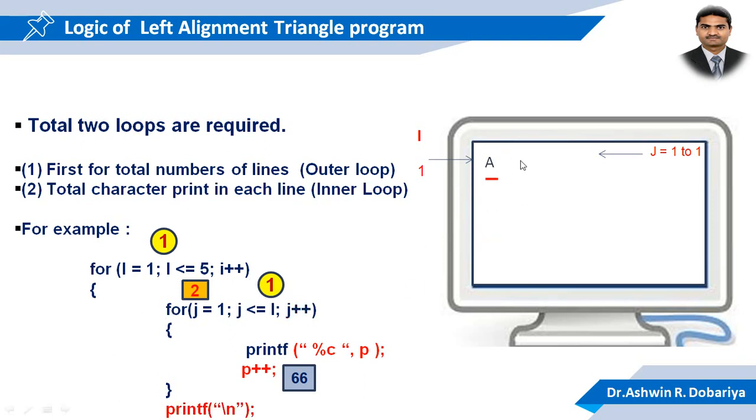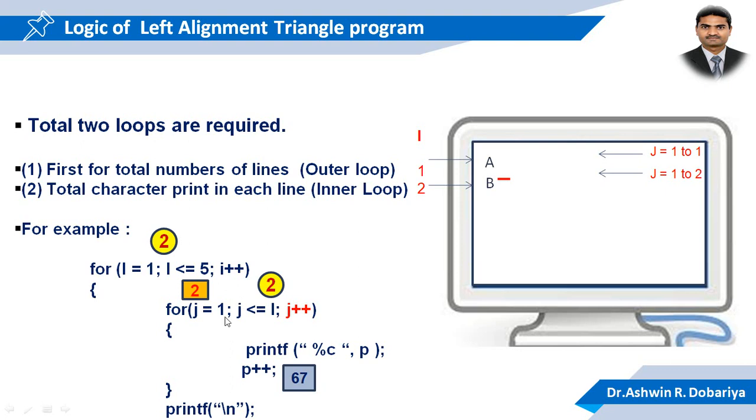So now we want to move the cursor to the next line. So this printf with \n will move the cursor to the next line. After that i will be incremented by 1, so i becomes 2. Then here j starts from 1, it means the inner loop executes 2 times. So j is equal to 1, j less than or equal to 2, because i's value is 2. Then the previous value of p is 66, so here it will display B, because 66 is the ASCII code of capital B. It is displayed in the form of a character. Then it increments by 1, meaning 66 becomes 67.